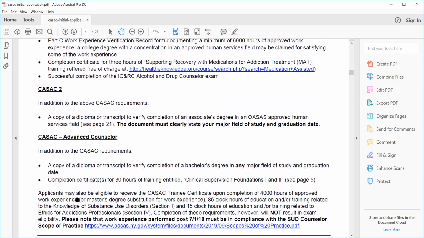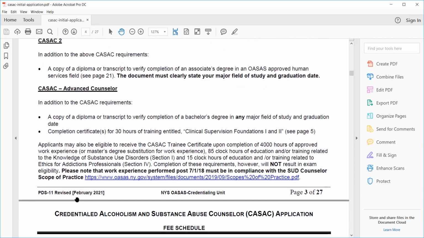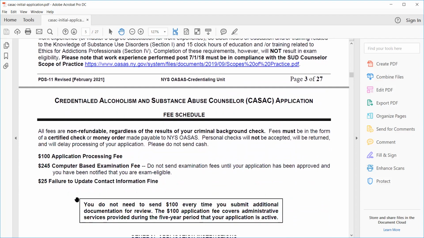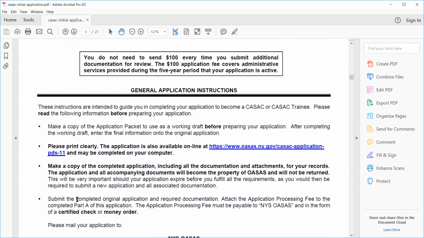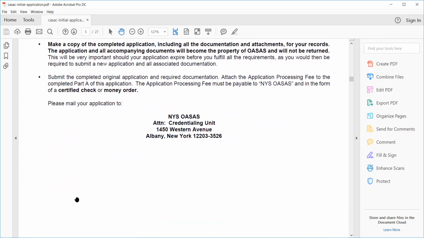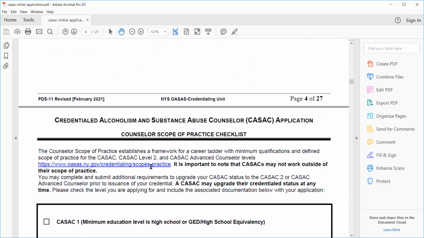Okay. Now we're going to move on. There are different levels of the CASAC that they came out with a couple years ago, but you don't need to worry about those right now. Get yourselves in the field, and then the longer you are there, the more you can look at those levels. You will be mailing your application right here. New York State OASAS is right down the road on Western Avenue. So it's nice that we are so close to them too.